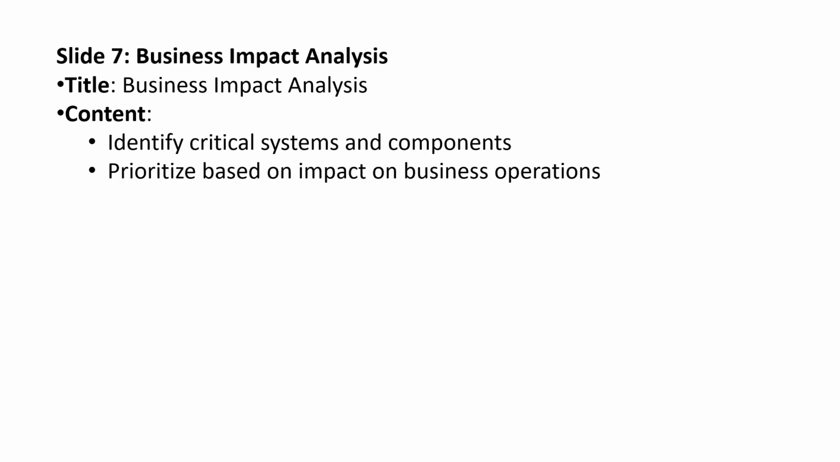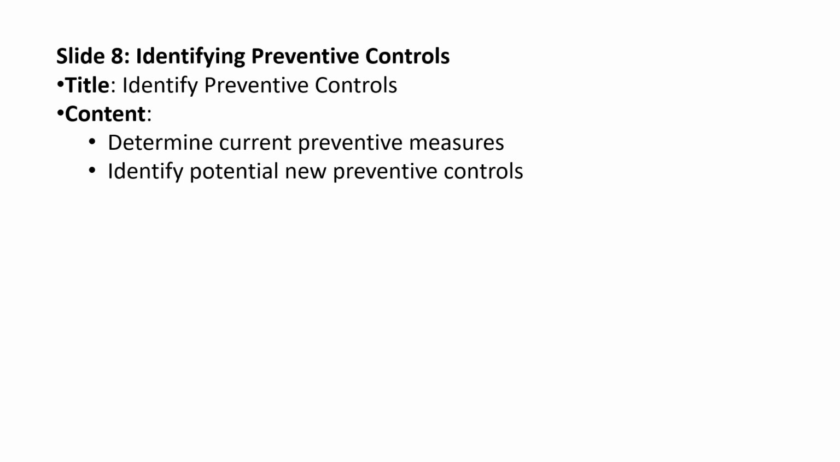Business impact analysis. Business impact analysis contains the following points. Identifying critical systems and components. Prioritizing based on impact on business operations. These are the steps to reduce the risk to operations. Identifying preventative controls. It includes determining the current preventative measures and identifying potential new preventative controls.